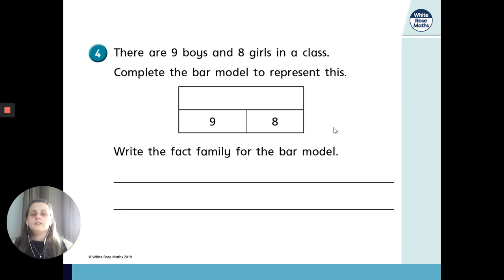So work out, first of all, what our total will be, and then can you show me all of the different fact family calculations, please? Pause now, it should take you a little while. There's lots to do on this one. And then we'll have a look at the answer.